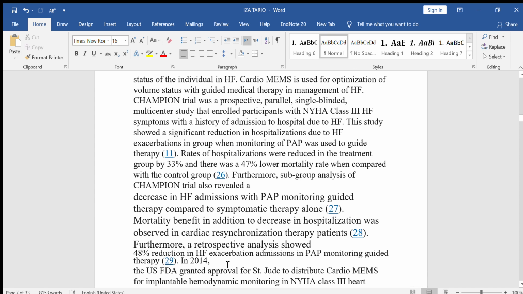Furthermore, our retrospective analysis showed a 48% reduction in heart failure exacerbation admissions with pulmonary artery pressure monitoring guiding therapy. The USA FDA, the Food and Drug Administration, granted approval for St. Jude to distribute the CardioMEMS, a microelectromechanical system for implantable hemodynamic monitoring.